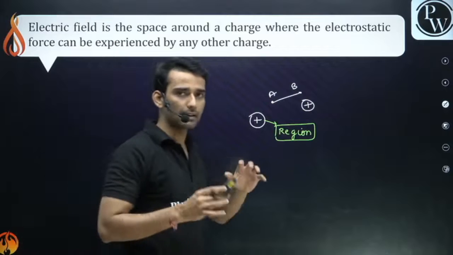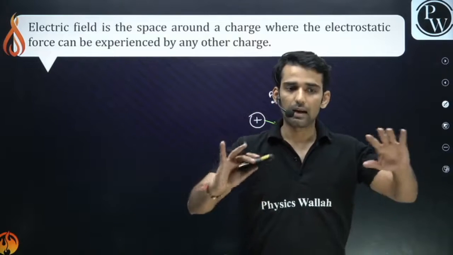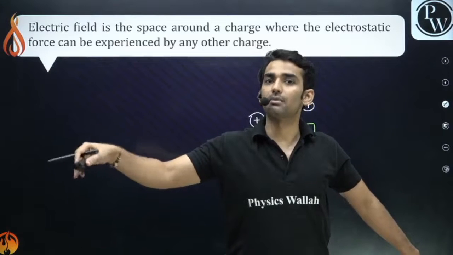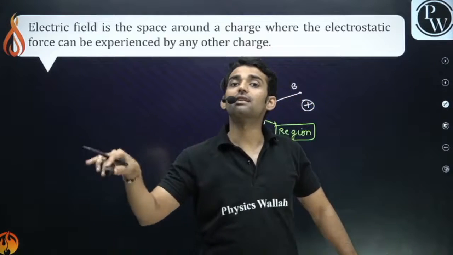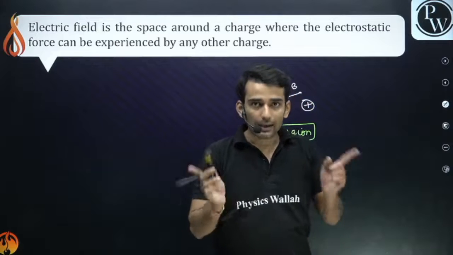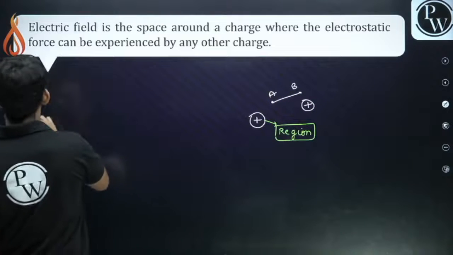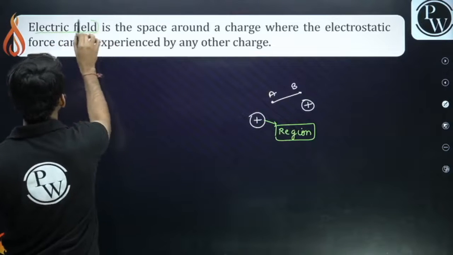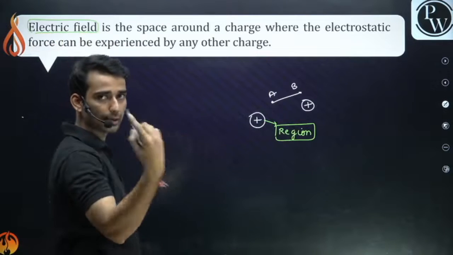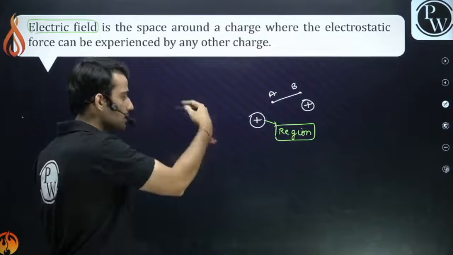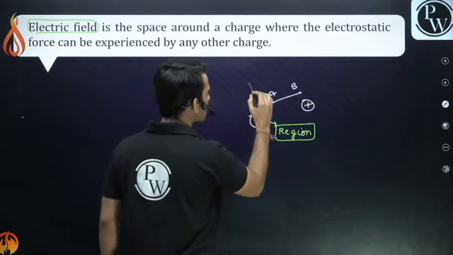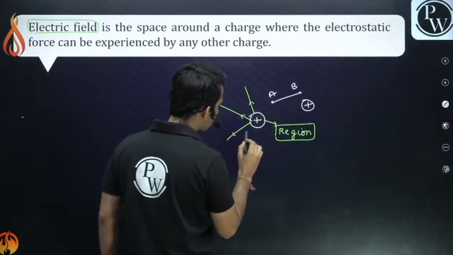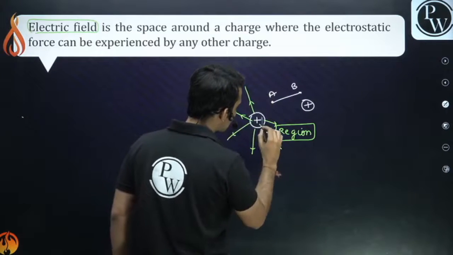Suppose I am a positive charge and I have a certain region around me. If any other charge comes in that region, that charge will experience some force. So that region is said to be the electric field. I have a field around me and that is electric, because I am a charge. So every charge has a certain region around it. These lines represent the electric field.